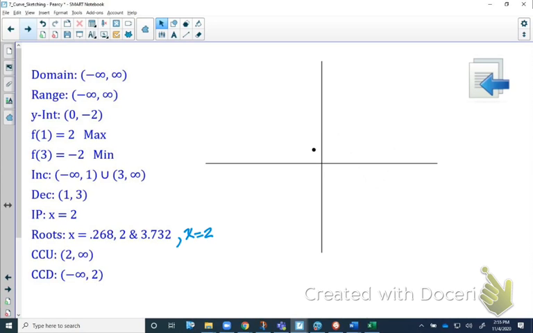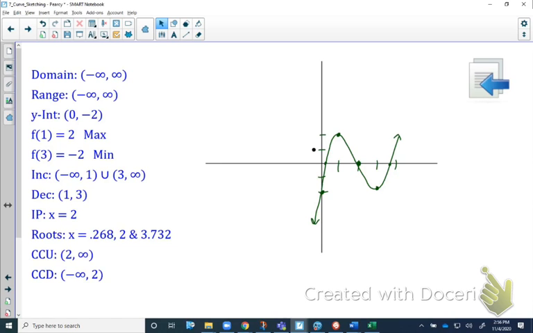So using all of that information, ideally we can sketch a graph of the function, and it should look something like this, where we have a y-intercept at -2. We have a maximum value at x is equal to 1, which in this case the maximum value is 2. When x is equal to 2, that's where my point of inflection is, which happens to also be a root of the function.